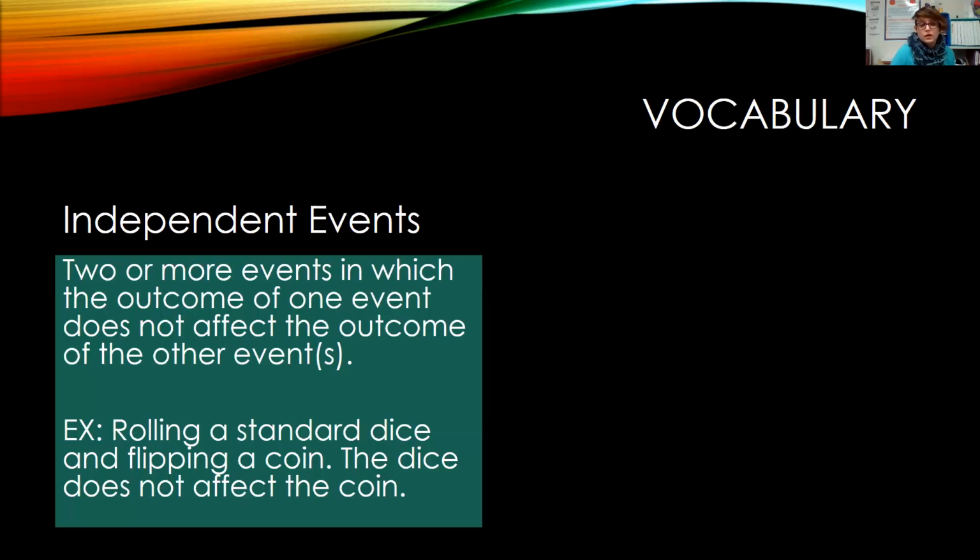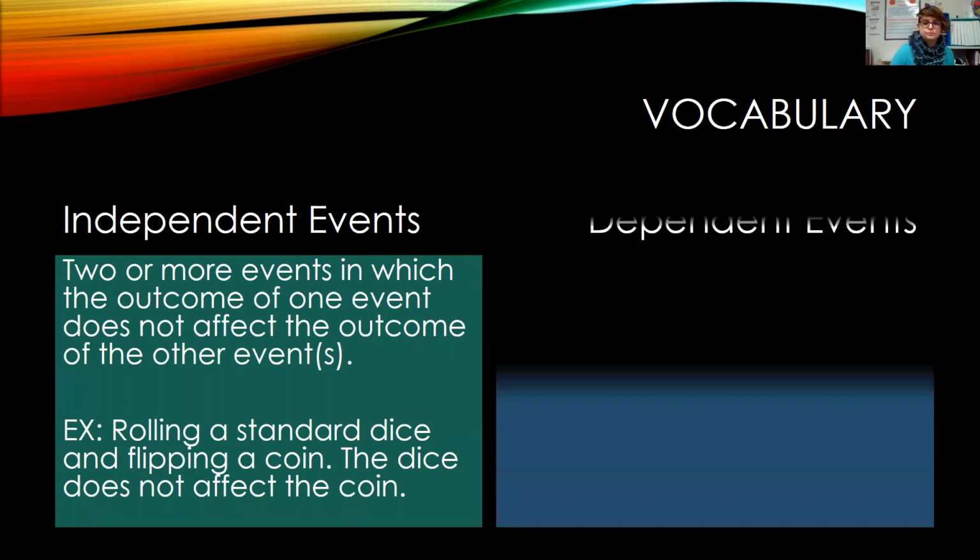outcomes. So an independent event is two or more events in which the outcome of one event does not affect the outcome of other events, such as rolling a standard dice and flipping a coin. The dice does not affect the coin. They are separate or independent events.